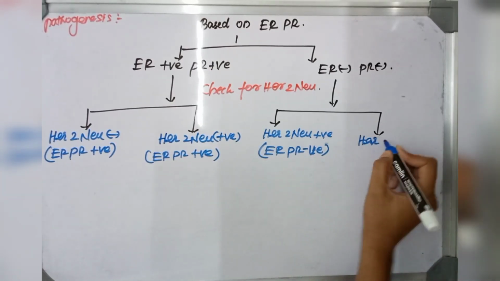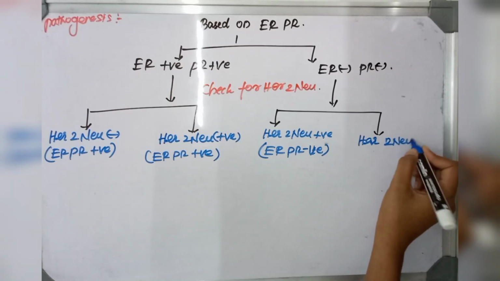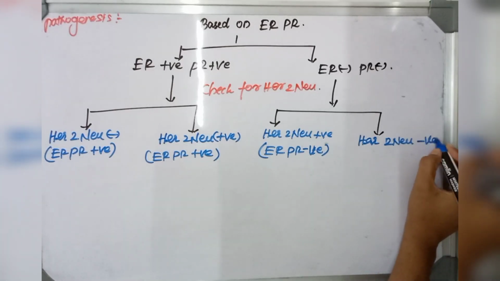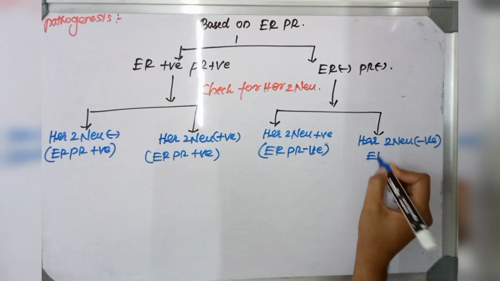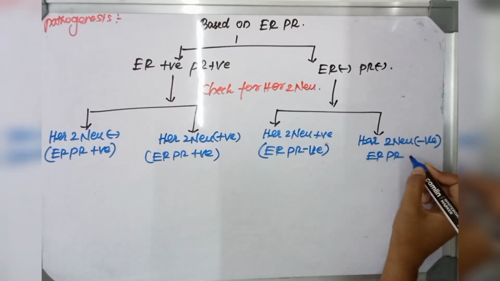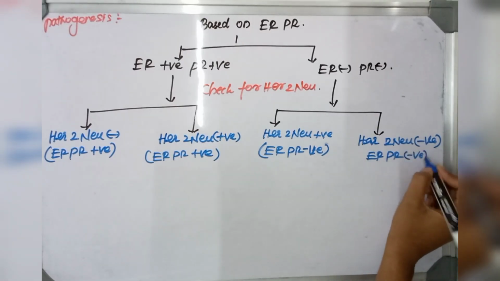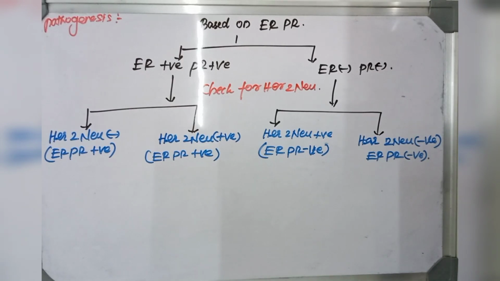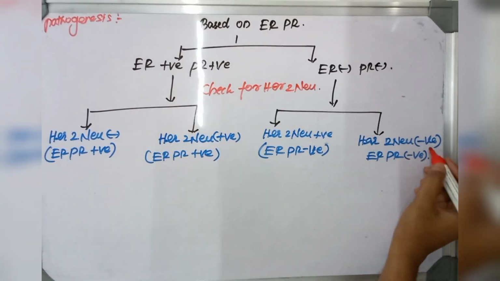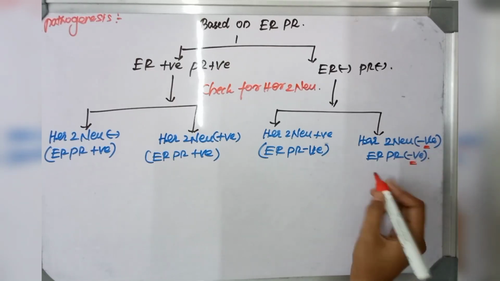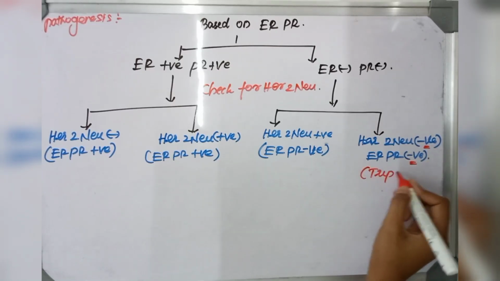HER2 negative, ER, PR negative. Okay, these are all the types. So note here, this is negative, these two are also negative. We call it triple negative.